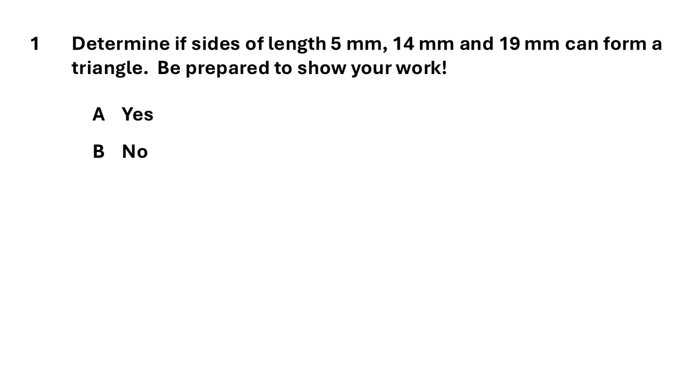Let's go with Norman. Yes or no? Norman, you say no. What inequality did you set up? 5 plus 14 is greater than 19. Good. And what did you find? 19 is greater than 19, but that's false. Yeah. 19 is greater than 19 is false, so there is no triangle possible here.